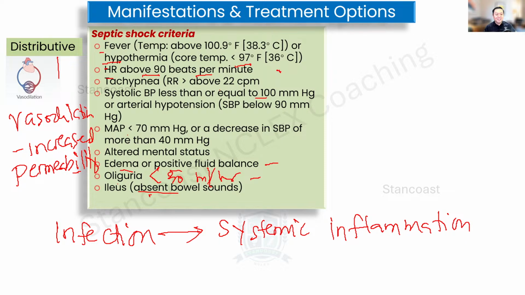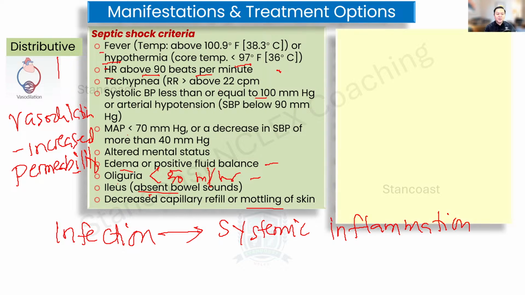All right. Another criterion here is decrease in the capillary refill or mottling of the skin, the discoloration of the tissue, especially in the legs, the distal part of the body. There will be a purplish, bluish discoloration, and this is a sign of decreased oxygen to the skin. There's more, guys. Let's talk about laboratory findings in sepsis, which is another criterion.